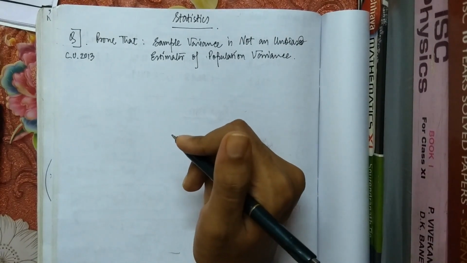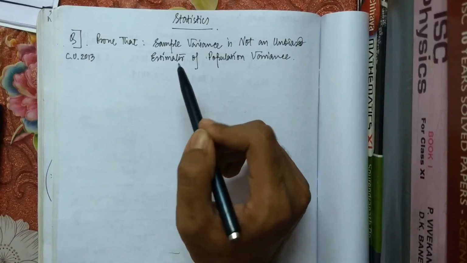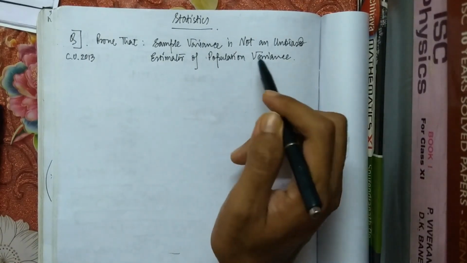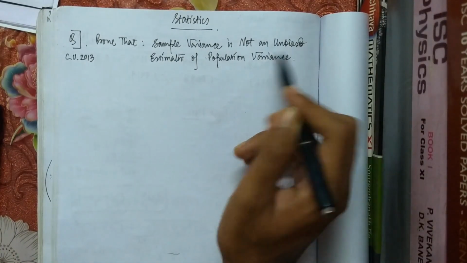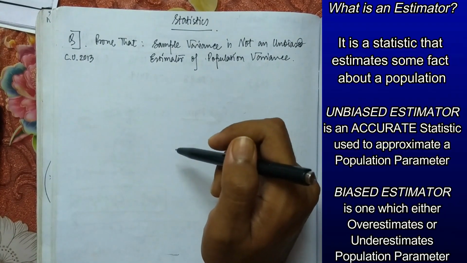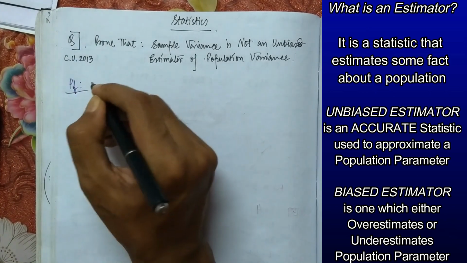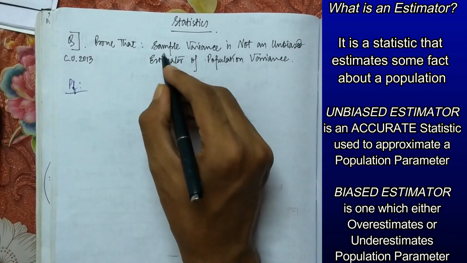This is Ridhavan and today our topic of discussion is a question on statistics, which is given such that the sample variance is not an unbiased estimator of population variance. This is what we have to prove. So for this, at first we need to learn, or rather know, the formula for sample variance.